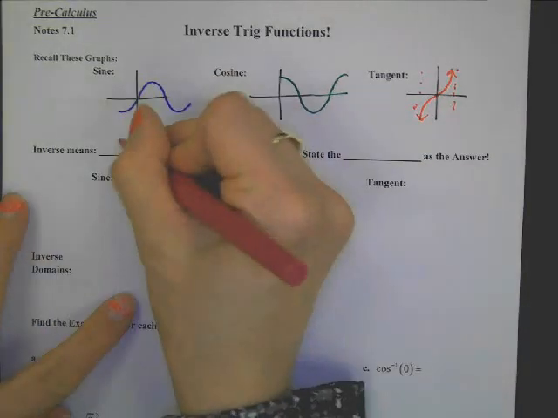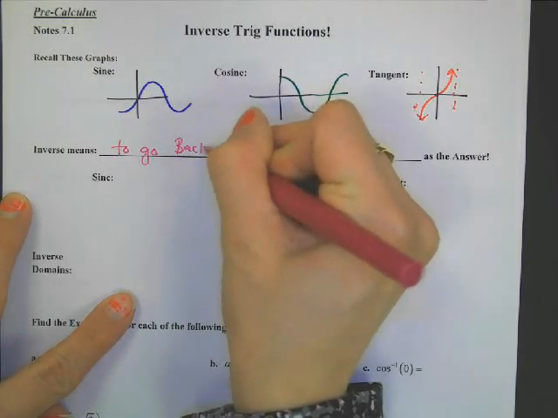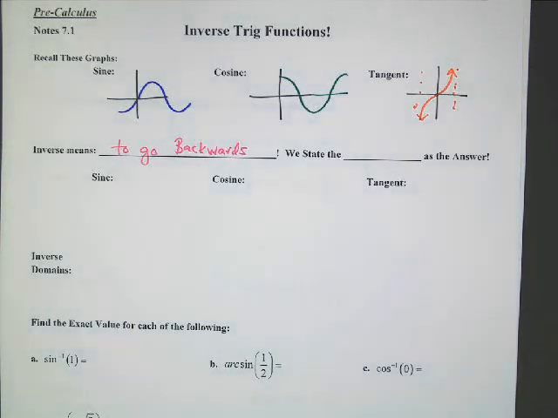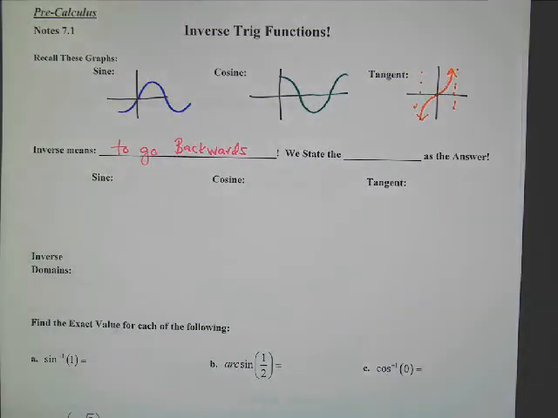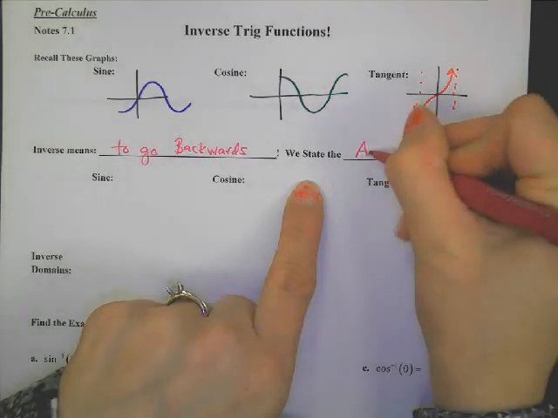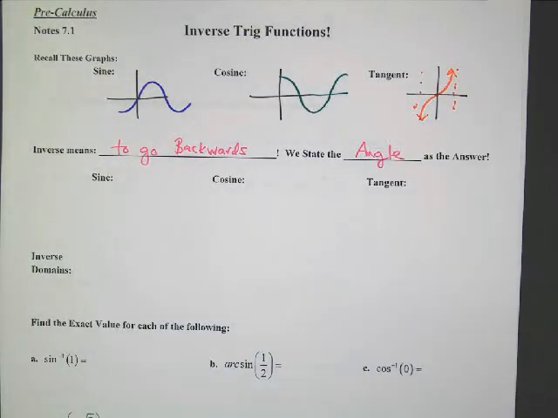Okay, inverse means to go backwards. So what we are going to start doing this chapter is solving inverse functions by going backwards. Okay, so we state the angle as the answer. All right, let me show you how this could look. It could look a couple of ways.